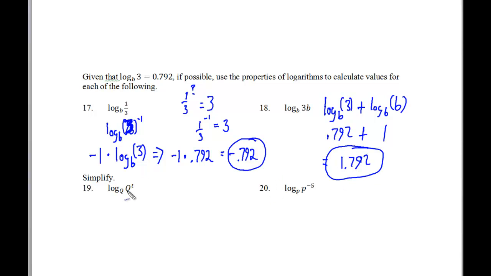Now our final answer here is to apply what we learned right here. When you have the base of itself, it simplifies to 1. So this is t times 1, which is t, because base q of q is 1. Or over here, the answer is, like as simple as number 19, -5, because base p of p is 1, and -5 times 1 is -5.